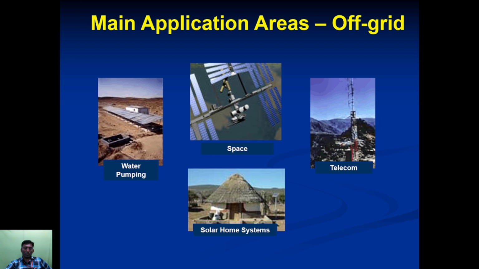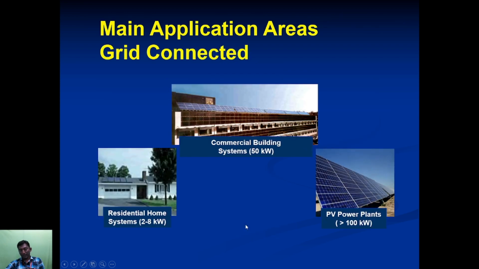We can see some applications of this off-grid solar PV system. Water pumping, which we can see in our areas nowadays. For agriculture we use this type of solar panels and solar PV system. In space, from the very initial stage itself, we used solar panels in satellites and telecommunication systems, and solar home systems. In every house we have solar panels, and we can generate our electricity on our own.